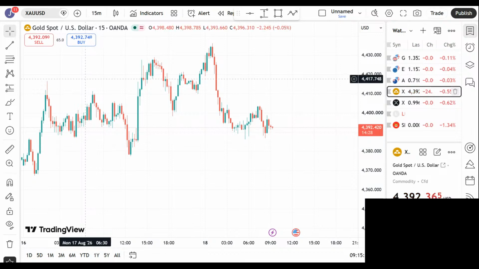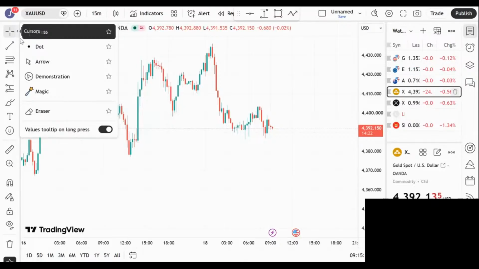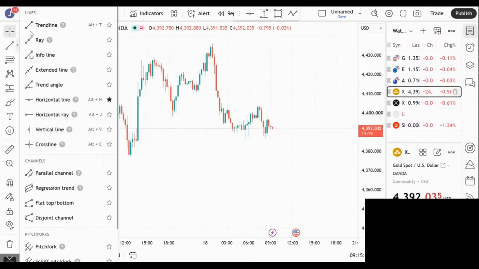So you can see that there's a break of structure here. There is a break of structure there. Let me just settle down and select what I'm trying to look for. I want to select what I'm looking for. Okay.